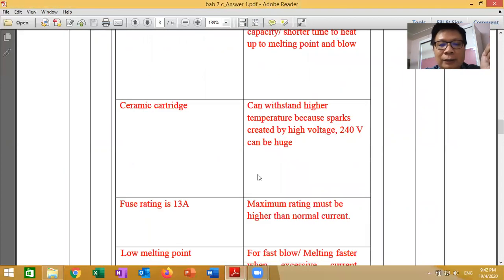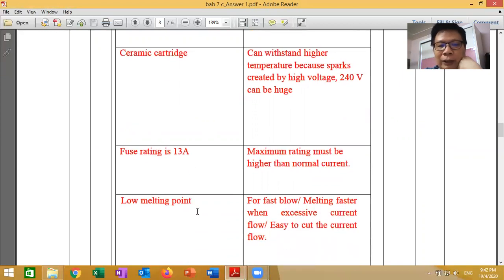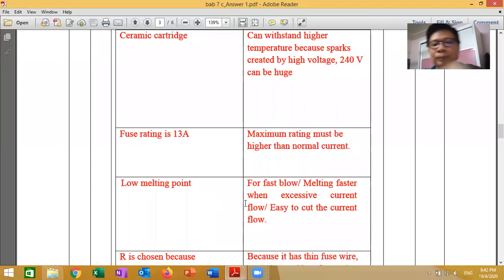And see the answer. 13, the reason is maximum rating must be slightly higher than the normal current. Okay, the normal current we have calculated, which is 10 ampere, right? So choose 13. Okay, the last one is low melting point. The reason is fast blow, fast melted. Melting faster with excessive current flow, easy to cut off the current. Low melting point, easy to melt and cut off the current.